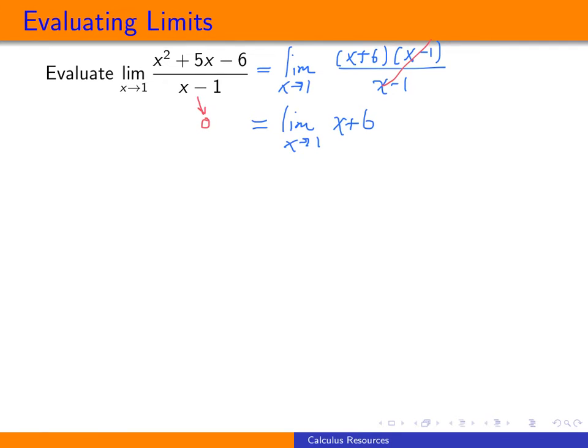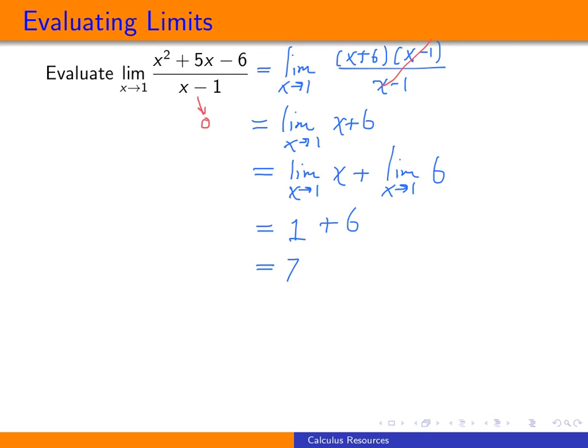So we can use our limit laws. So the limit of a sum is the sum of the limits. So this would be the limit as x approaches 1 of x plus the limit as x approaches 1 of 6. Well, for the first limit here, as x approaches 1, our outputs x are approaching 1, and the limit of a constant is that constant. So the value of our limit in this case is the number 7.